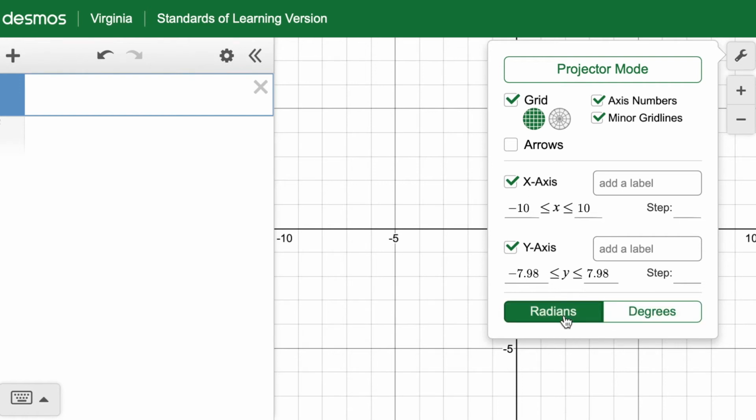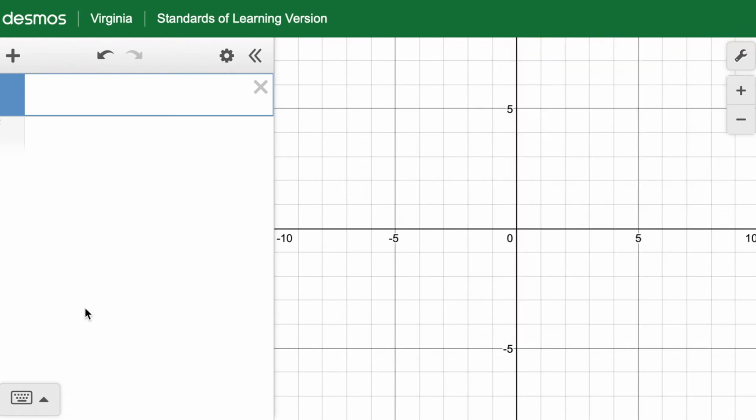If you don't know the difference between these two things, well, you will someday. So for today, though, we're just using degrees. So verify that you're on degrees. Even if you're in this Virginia version, I highly encourage you to always check. You never know when they might change the default values. So you do that first.